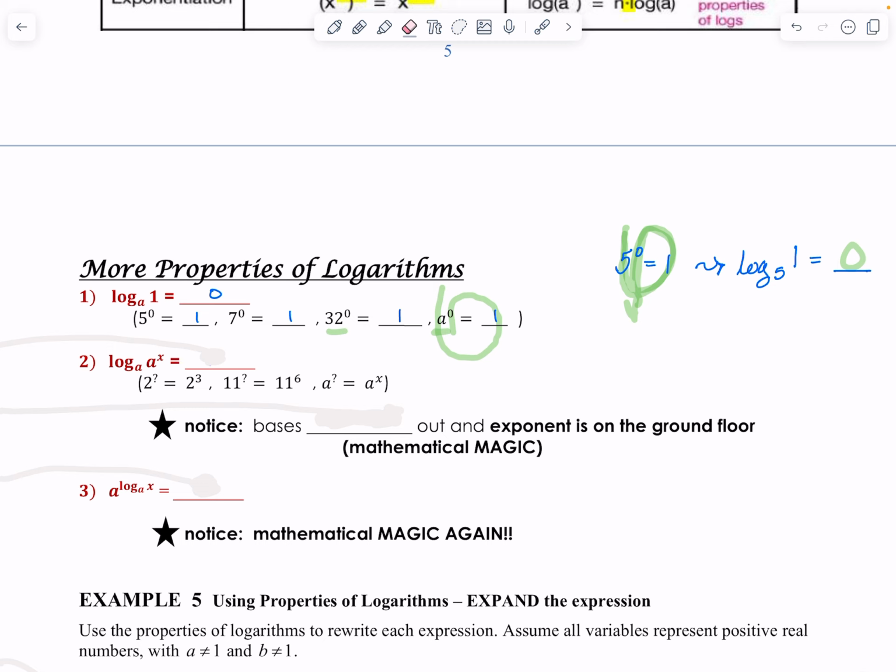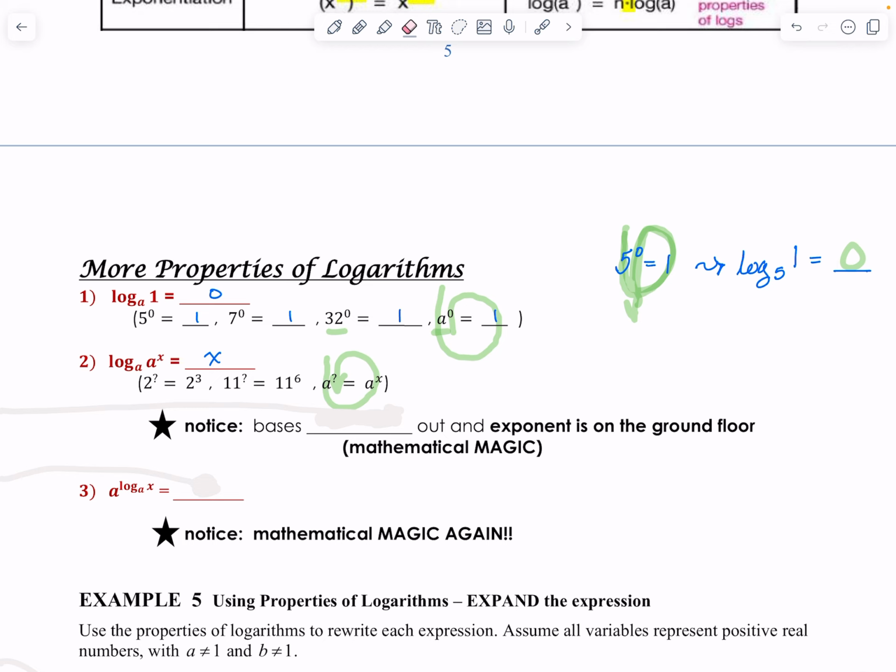Now this one's a little bit more interesting. Notice I have 2 to some power is going to be equal to 2 to the 3rd. Well, that question mark is going to be 3. This one, 11 to some power is 11 to the 6th. Well, that's going to be 6. So A to some power, that's going to be x. A to x equals A to the x. If I ride my roller coaster, log base A of A to the x is going to be my x.